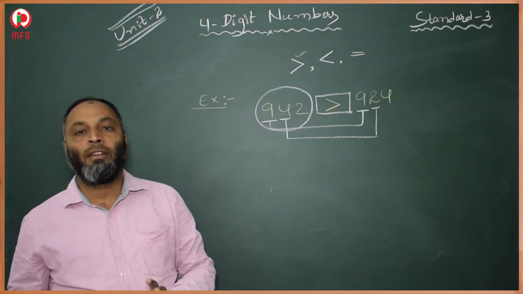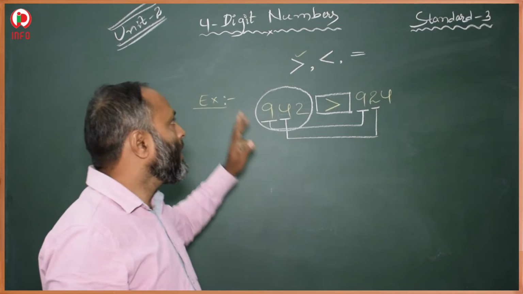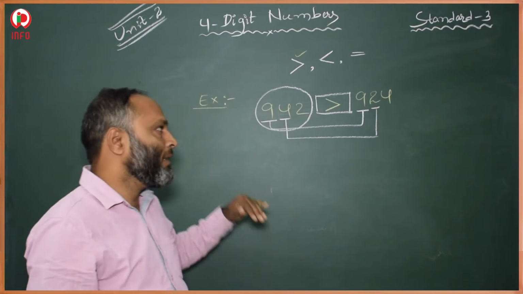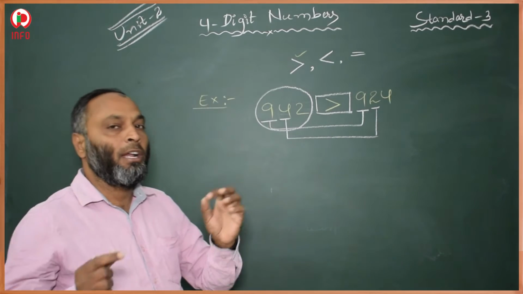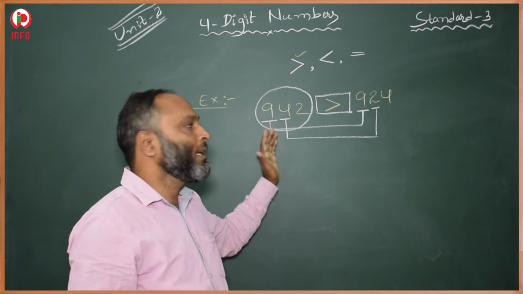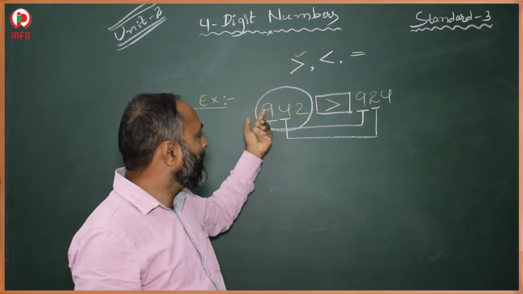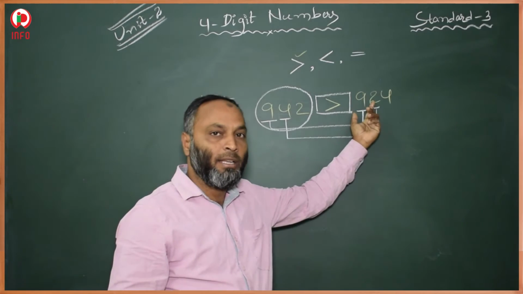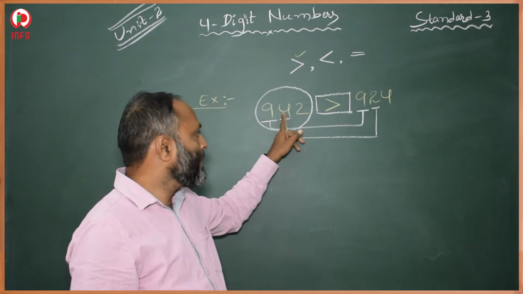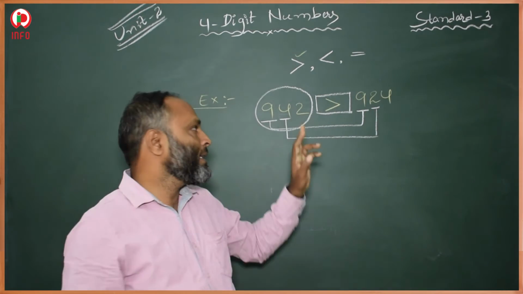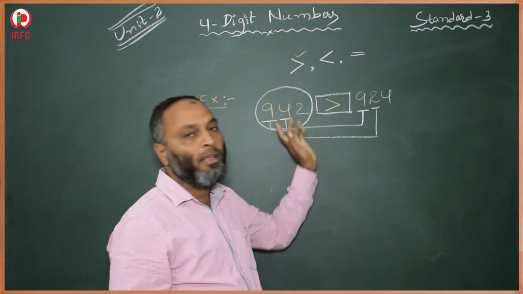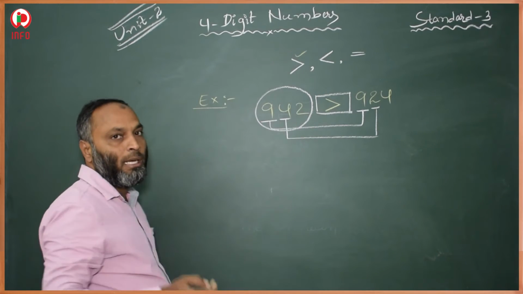When two 3-digit numbers are given, how do we compare which one is greater than and which one is less than? First we go from the hundreds place. According to the hundreds digit, 9 is here and here also 9. Both are the same, so we go to the second, the tens digit. Here 4 and here 2. In the tens digit, this one is bigger, so this is the bigger number. In this way we compare two 3-digit numbers.